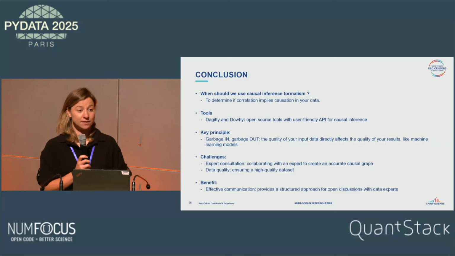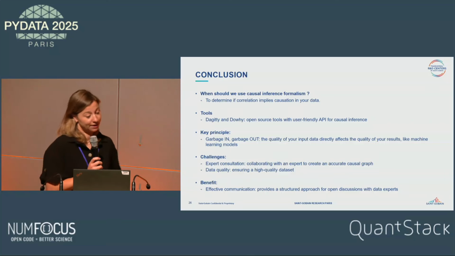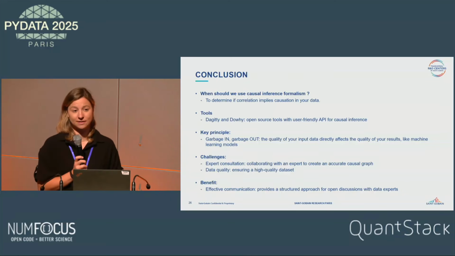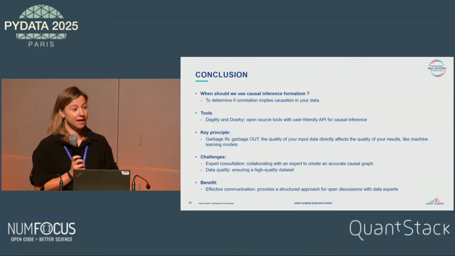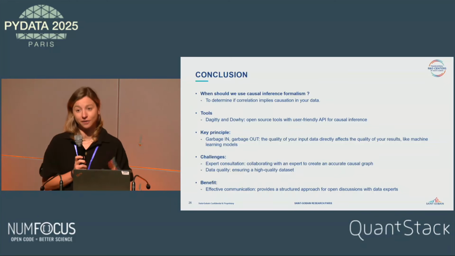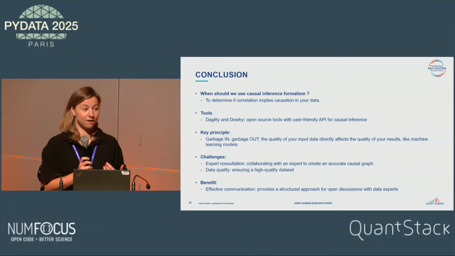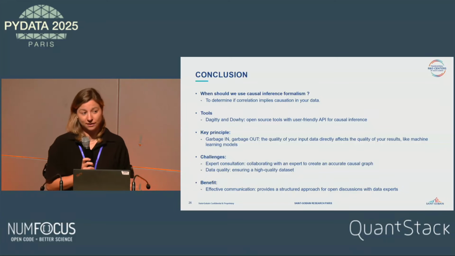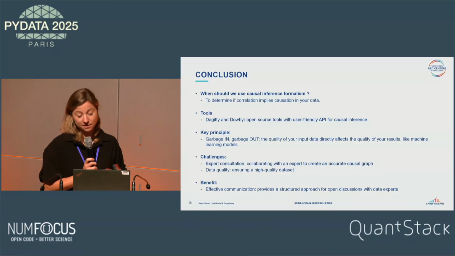And the key principle we found out, it's not very new in data science, is that garbage in, garbage out, meaning that at the beginning, for example, we had a lot of data, but it was not so clean, and finally the results were not very comprehensible by the plants. And finally, when we spent a lot of time cleaning the data and the graph, then the results were better.